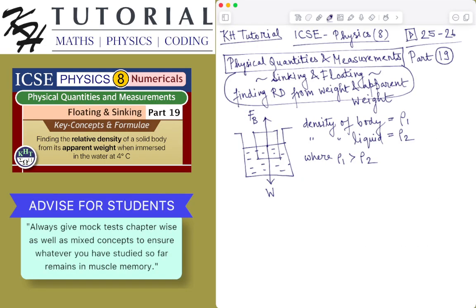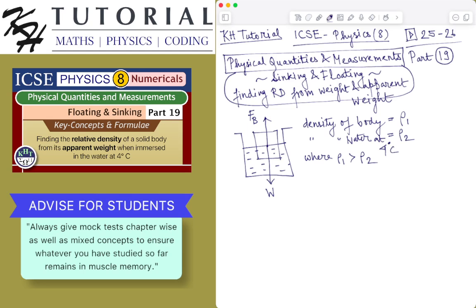Okay, so this is the situation. There is a solid body having density rho1 and the liquid is actually water, which we know. Let's say the density of water at 4 degrees centigrade, which we know is 1 gram per centimeter cube, let's denote it with rho2.